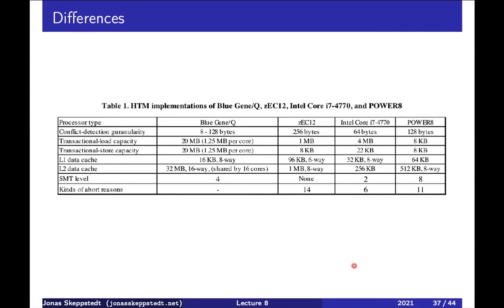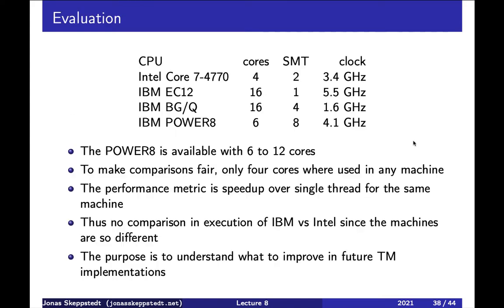Okay, so here we can see some parameters, how they differ, and the level of simultaneous multi-threading is quite different, and also the cache block size and the capacity of speculative state. It's biggest on the Blue Gene and smallest on the Power 8. So some interesting parameters for these machines are collected here, and we can see that the mainframe is the fastest, at least the clock.